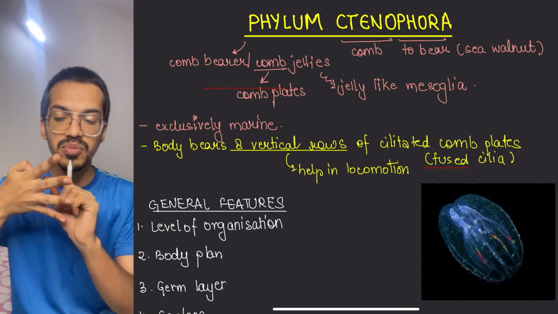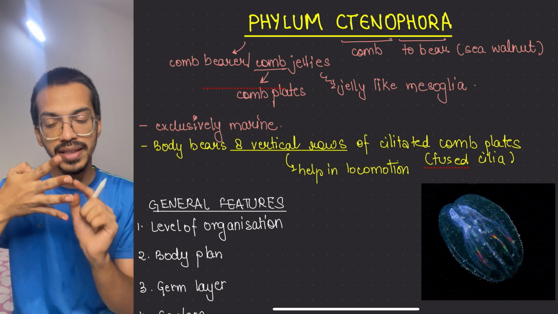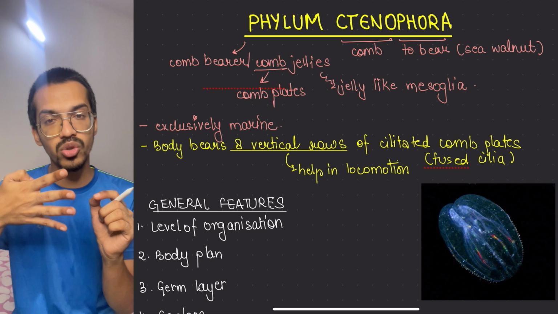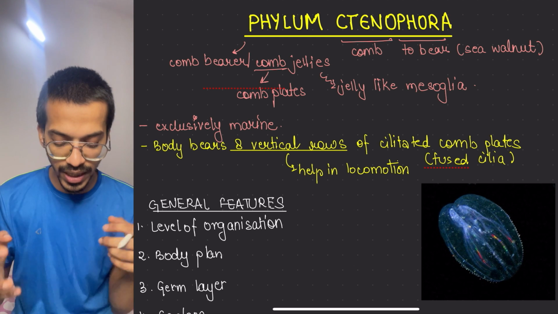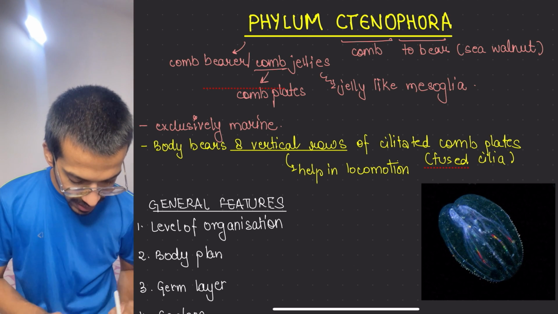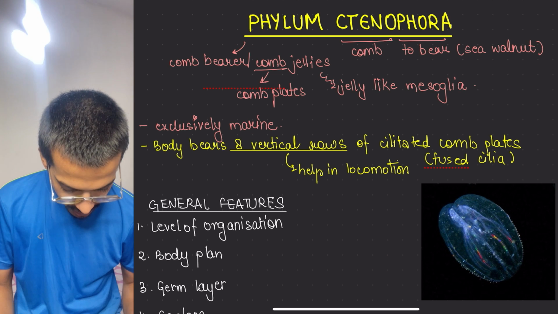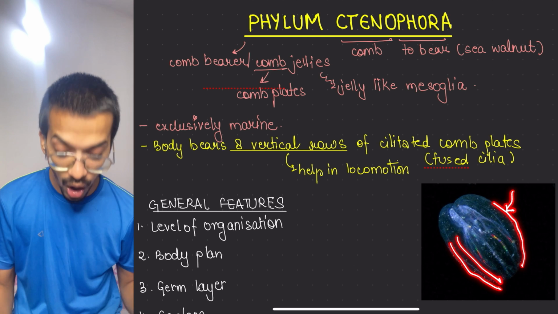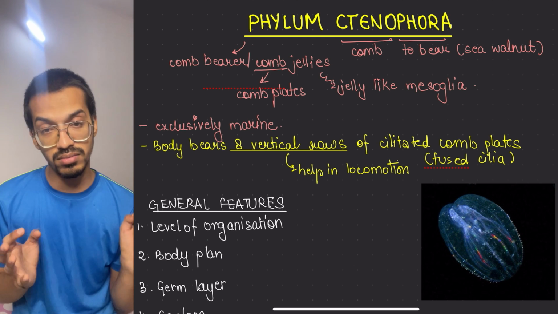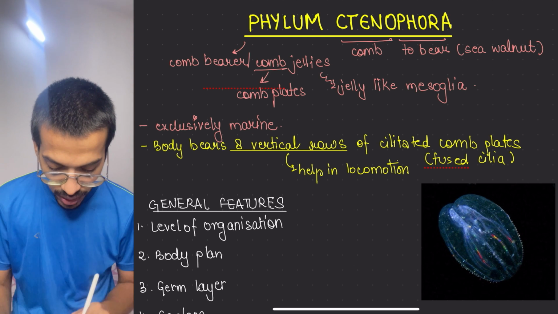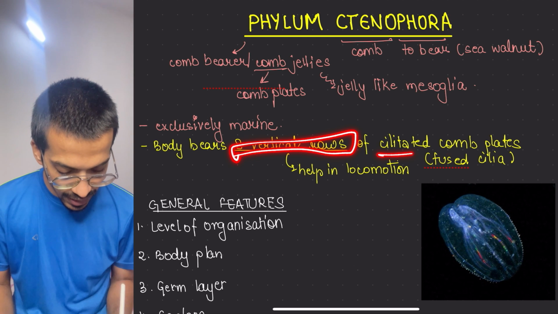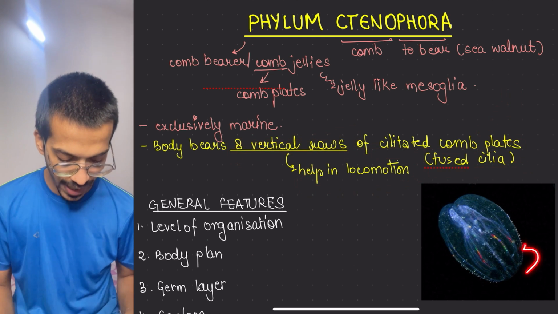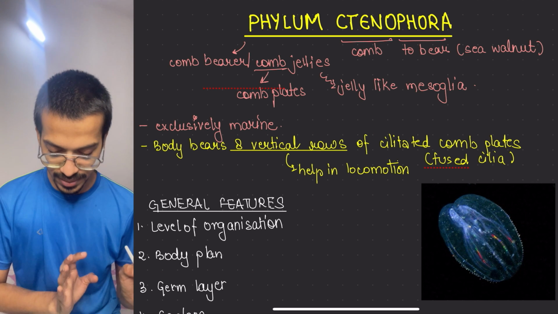Imagine that this small comb-like thing is cilia. Cilia is normally flexible, but here it is solid, so it appears like a comb. So they are comb bearers. Can you see these combs? How many of them are present? Eight in number. Eight vertical rows of ciliated combs fused together, solid in appearance, help in locomotion. So they help them to locomote.